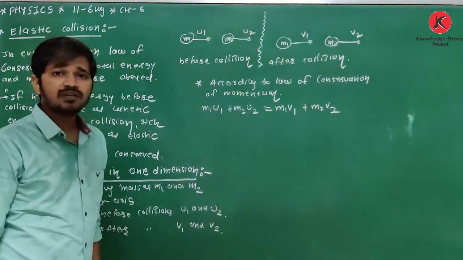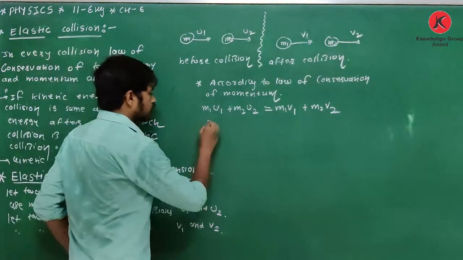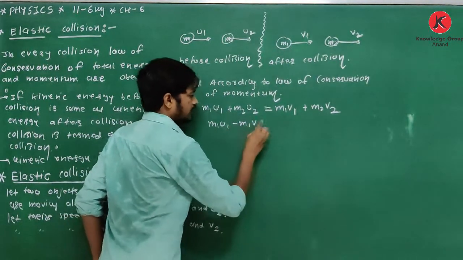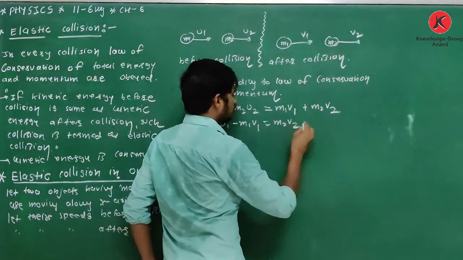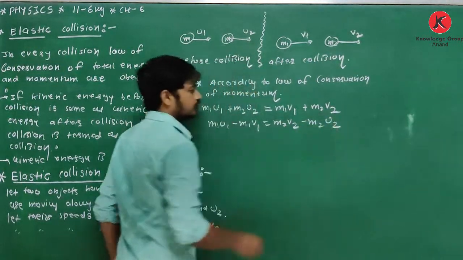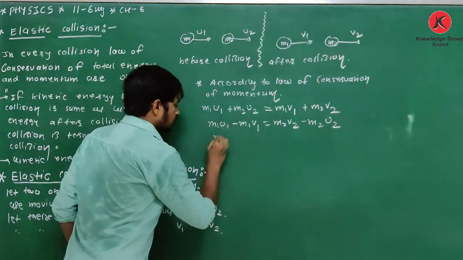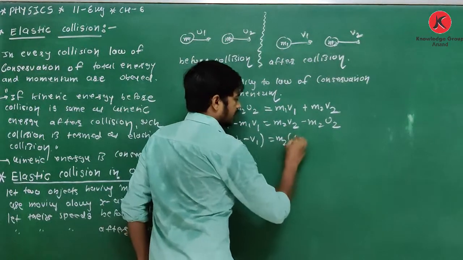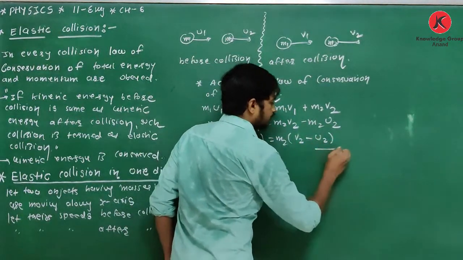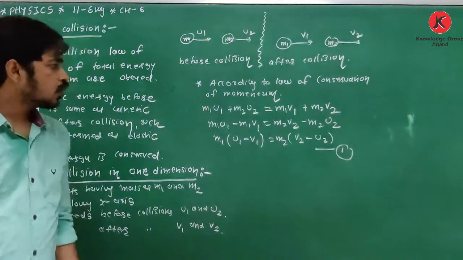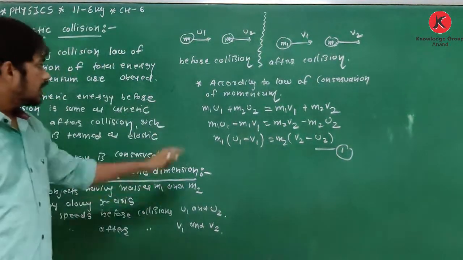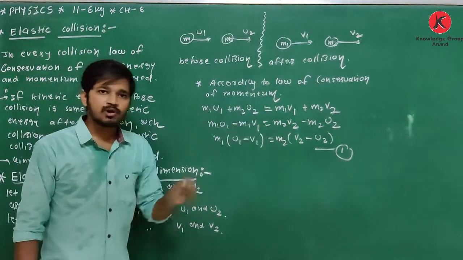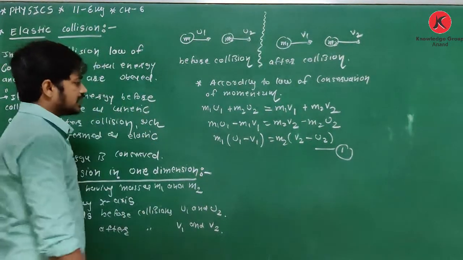Now, take terms having 1, meaning for object 1, on one side. So I can write it like this: m1 u1 minus m1 v1 is equal to m2 v2 minus m2 u2. Now take m1 common: m1 times (u1 minus v1) is equal to m2 times (v2 minus u2). Equation number 1. According to law of conservation of momentum, total momentum before collision is equal to total momentum after collision.